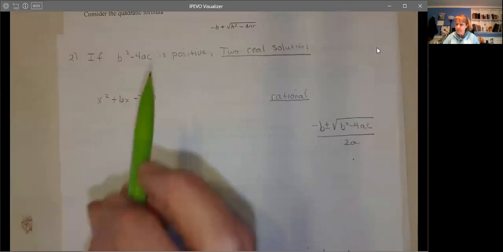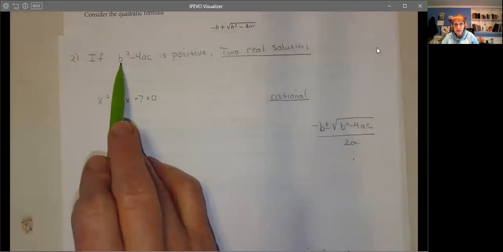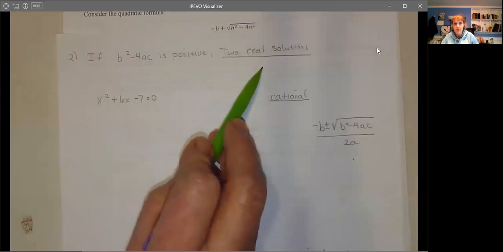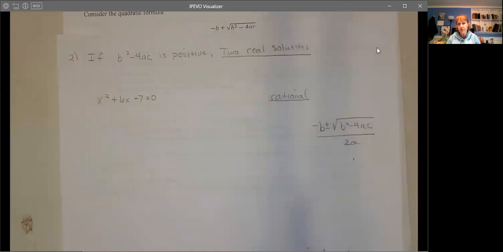Okay, so again, if our discriminant is positive, we're going to have 2 real solutions. But let's determine if those 2 real solutions are rational or irrational. Let's start with rational. First off, let's find the discriminant and make sure it's positive.